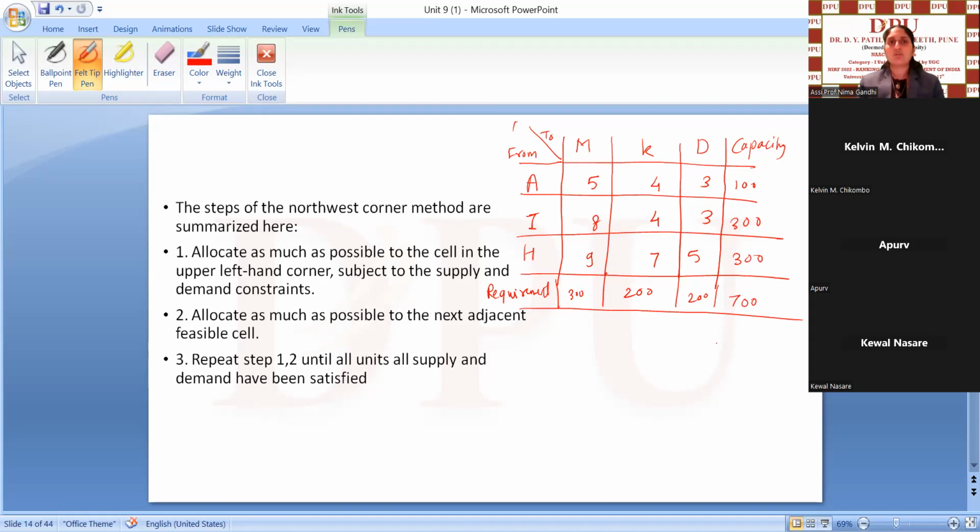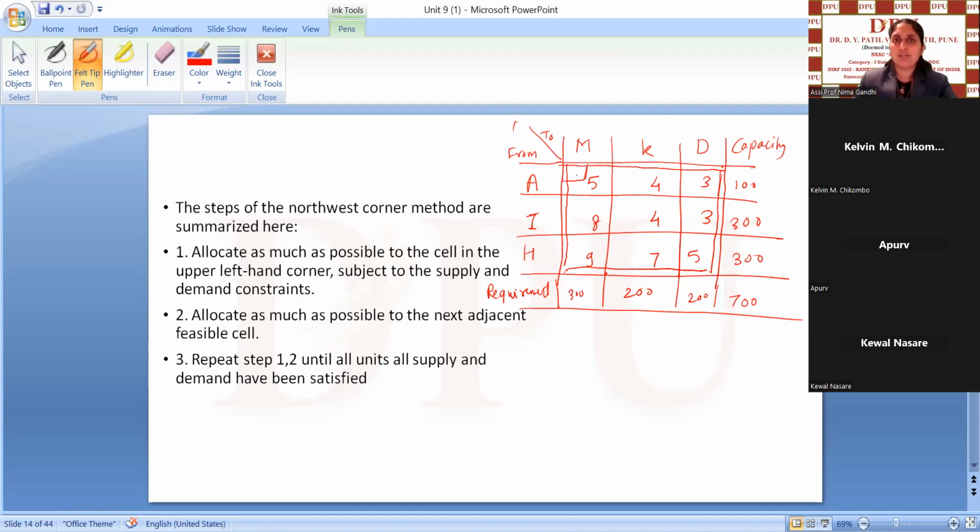So now in the northwest corner method, you start the allocation from the northwest corner. So what is the northwest corner here? This is the northwest corner. We are doing the allocation within these cells. Let me show you where we are doing it. Within these 9 cells, we have to do the allocation. So we start with the northwest corner. I'm writing one bracket here.